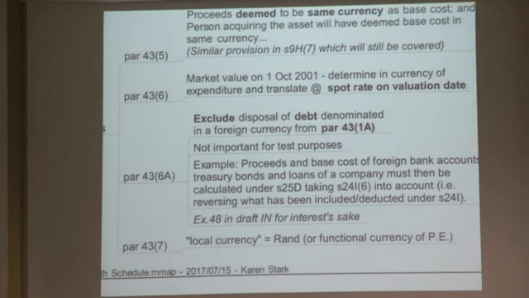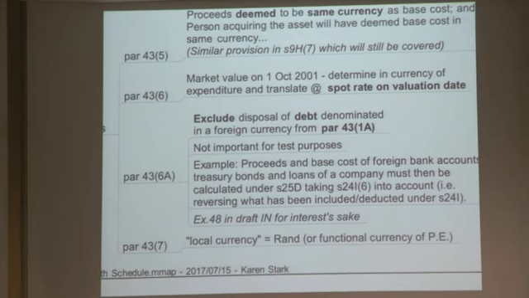And then the last one is 43 sub 7, where they have a long discussion, what do we see as local currency? And for our purposes, we just say local currency is rand. If you have a permanent establishment, it's the functional currency for that, in that country where your business is. Okay, but we treat local currency as rand. Are you okay with the CGT calculation?